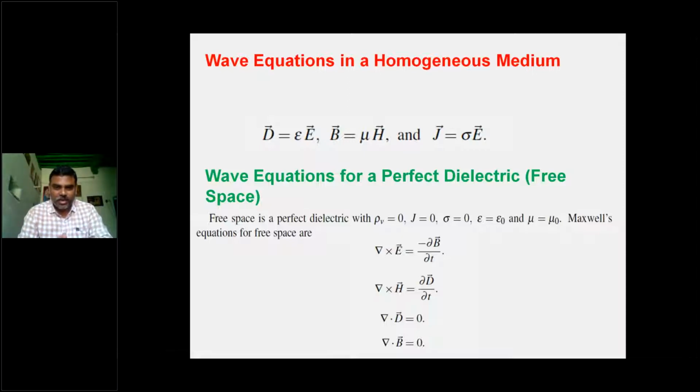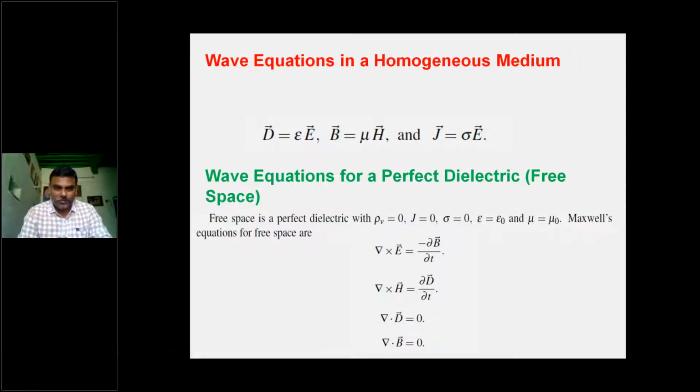Del cross H is dou D by dou T. Actually, del cross H is equal to J plus dou D by dou T, that means sigma E plus dou D by dou T, but for free space sigma is 0, so that term is 0, and we are left with dou D by dou T. Del dot D is rho V, and since rho V is 0 for free space, del dot D is also 0, and del dot B is 0. So these are the 4 Maxwell's equations for free space.